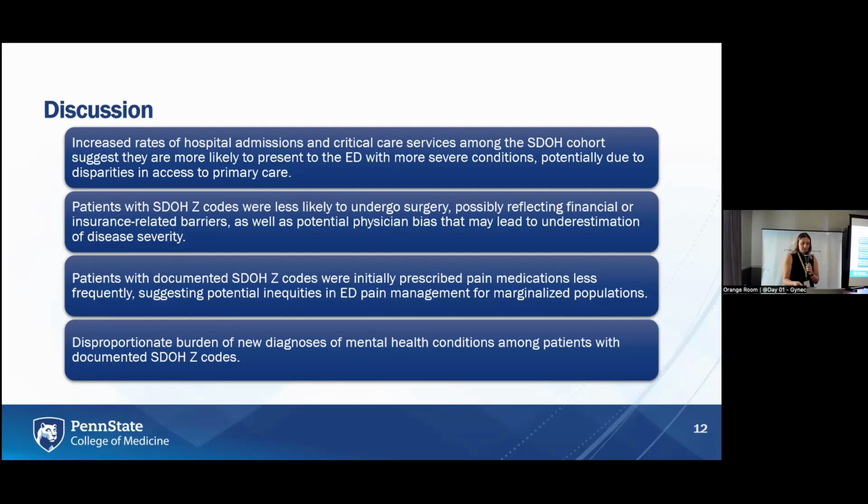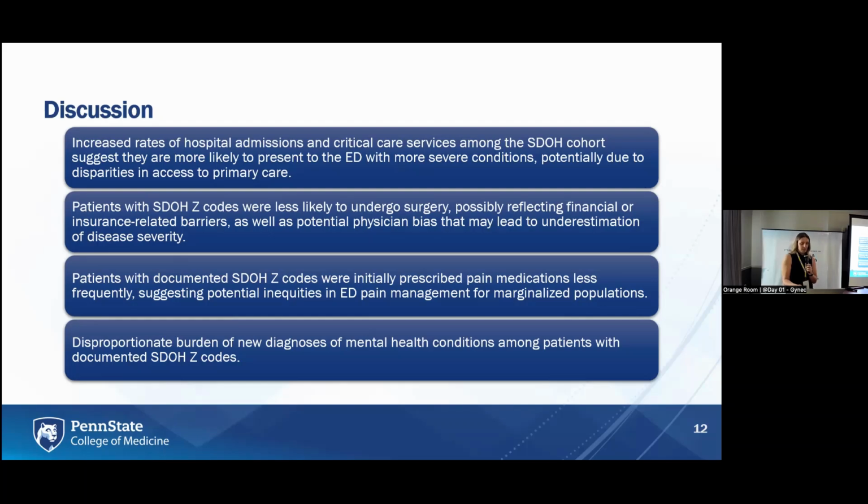Another important finding in the study was the difference in pain medication administration between patients with and without recorded Z codes. Patients with Z code documentation were less frequently prescribed pain medications within the first month after their index visit. As such, SDOH factors could be a contributing force driving inequitable treatment across patient populations. This finding is consistent with prior studies describing how emergency physicians may minimize pain in individuals from marginalized and high-risk populations, contributing to overall disparities in pain management and gynecologic conditions.